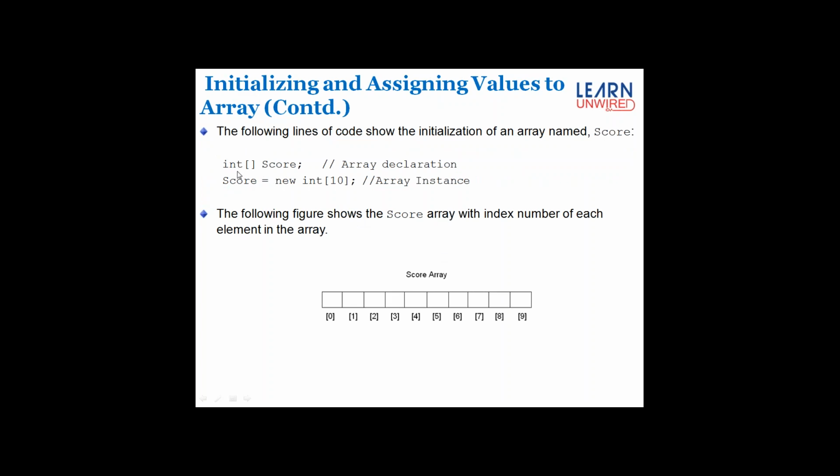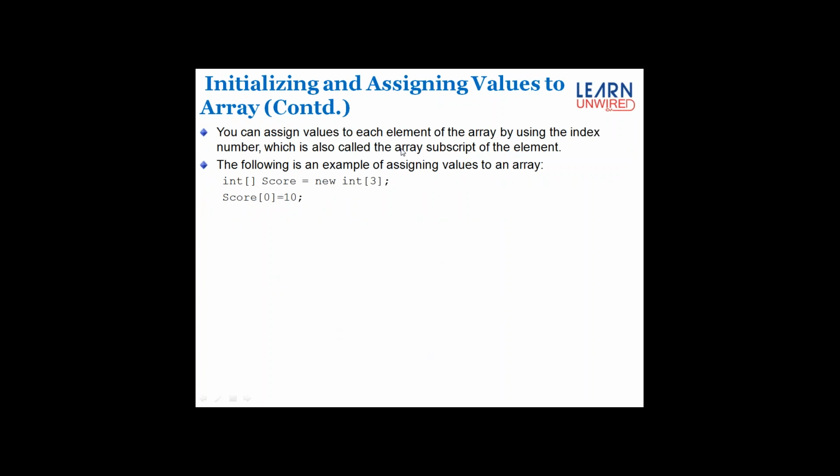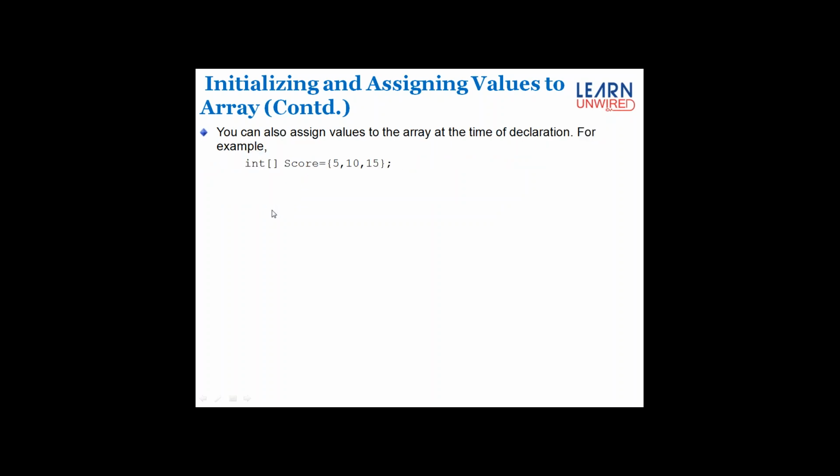So this is the example, int square bracket score. So score would be a reference variable that will get stored on the stack, and you can just understand this is a pointer, is equal to new int 10. So here a block of 10 integers will be created. This block is getting created on the heap and its starting address will get stored in this variable score. You can assign values to each of the elements. So individually you can access by writing score, and in the square bracket we are writing 0. 0 means the element that is at the index 0. 10. So this 10 will get stored in the very first memory block.